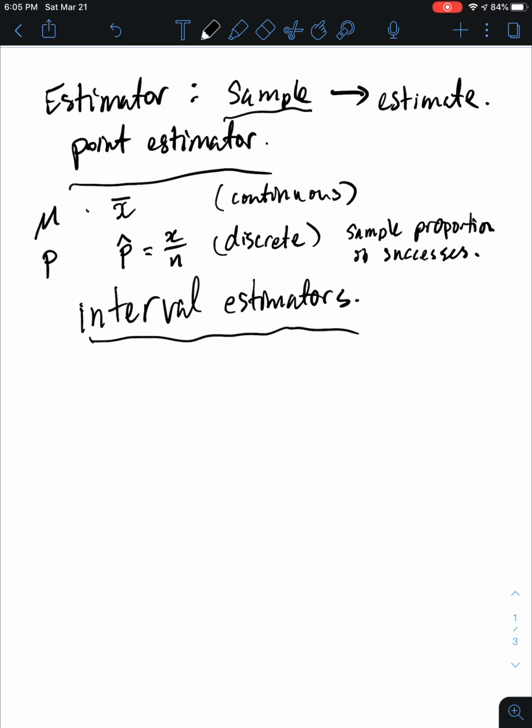So we don't know p. We're trying to figure out what we can about p. And if you said, I need one number, and I don't want to hear anything else, I just want the one number, then the number that I would give you is p hat to estimate p. And the same thing, if you want to know something about mu, and you're very statistically naive, but you just want one number, then the number that I would give you is x bar. So those are point estimators for mu and for p.